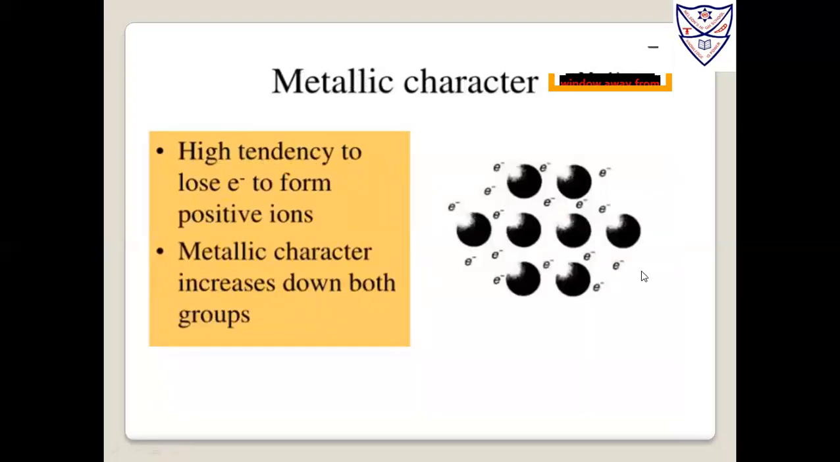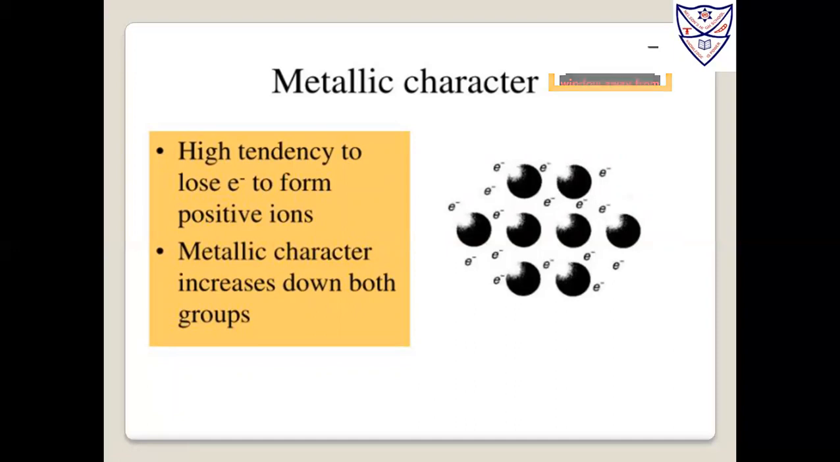See here the metallic character, the high tendency to lose electrons to form a positive ion. What is the loss of electron? For example, sodium is 2, 8, 1. So in the third orbit, one electron is donated. So it has a high tendency to donate an electron and become electropositive. Metallic character increases down both groups. Of course, as you go down, the metallic character increases.